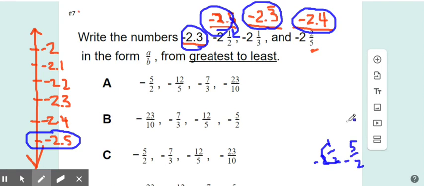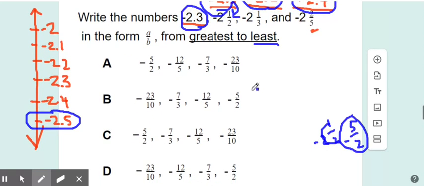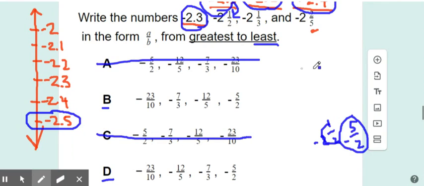So that number should be the last in the list because it is the smallest. It is the least. So by looking at my list here, which number has negative 5 halves as the last number, as the least number? Well, option B does and option D does. So that eliminates option C, that eliminates option A. All right, so that's pretty nice because I'm down to just 2 options now.